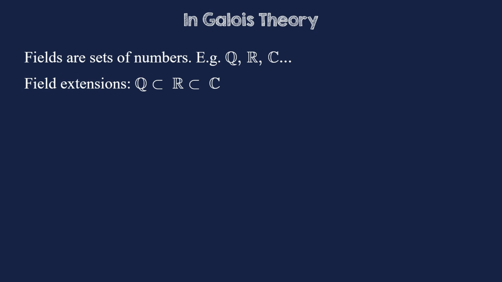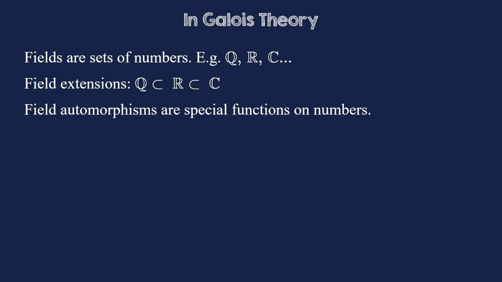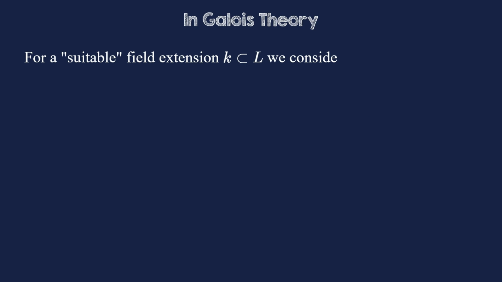A go-to strategy in mathematics is to analyze something by analyzing its behavior under certain functions. For fields, these functions are called automorphisms. They need to have certain properties which I don't want to get into here. With these special functions, we can now build a context. For a suitable field extension, like from the real to the complex numbers, we can take all the numbers in the bigger field as our objects. And we use all automorphisms of the bigger field as the set of attributes.